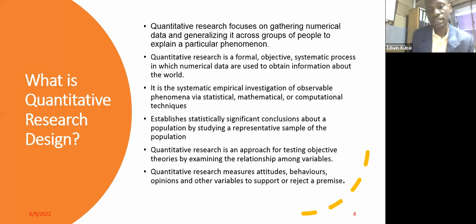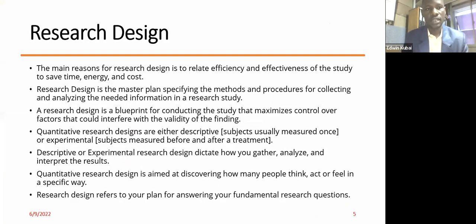So qualitative research methods measure attitudes, behaviors, opinions, or other variables to support or reject a premise. For example, you can come up with a sample from a population, identify that sample and look at the attitudes, behaviors, opinions or other variables. If it's an experimental kind of study, you go to the lab and identify which variables you are looking for in the experiment. Look at the control group and which ones will not be the control group, so that you can justify the hypothesis that you have developed.